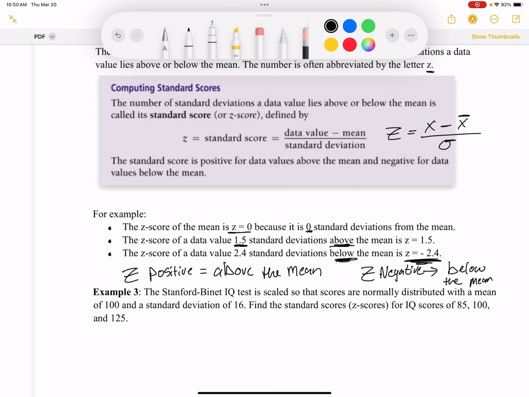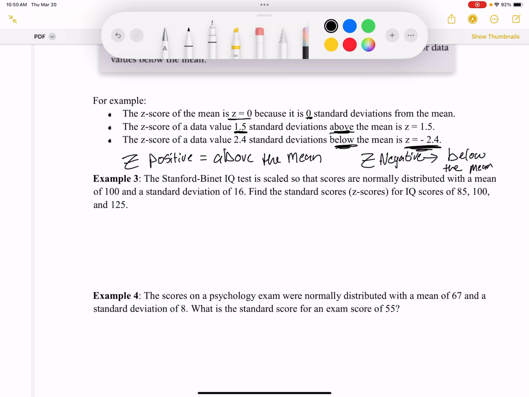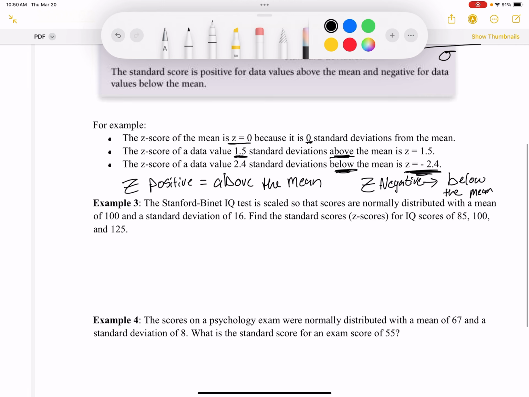All right, so let's look at a couple of these. The Stanford-Binet IQ test is scaled so that scores are normally distributed with a mean of 100 and a standard deviation of 16. Find the standard scores, or the Z-scores, for IQ scores of 85, 100, and 125. All right, I like to get a picture of this. I always like to start with the picture.